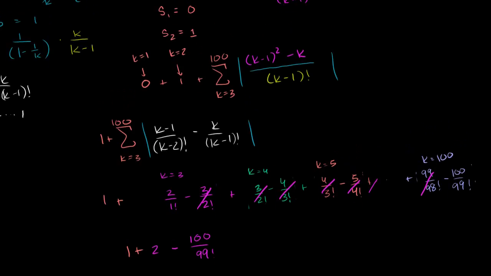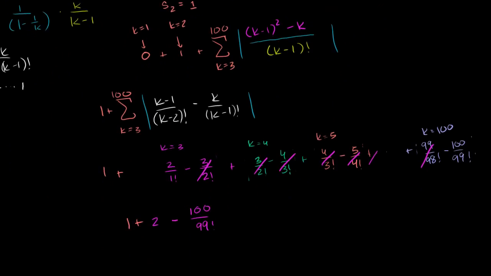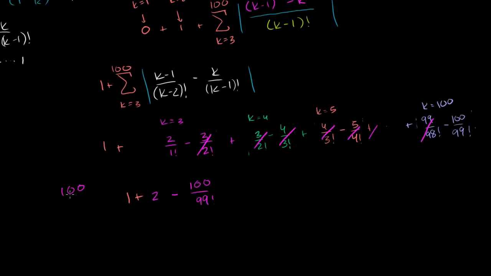And remember, this whole time I didn't pay attention to this 100 squared over 100 factorial, but I can do it now. 100 squared is 100 times 100, over 100 factorial. So that's 100 times 99 times 98, all the way down to 1. These cancel out. This is the same thing as 100 over 99 factorial, which we're going to add. Lucky for us, that first term and this last term cancel out, and we are just left with 1 plus 2 is equal to 3.